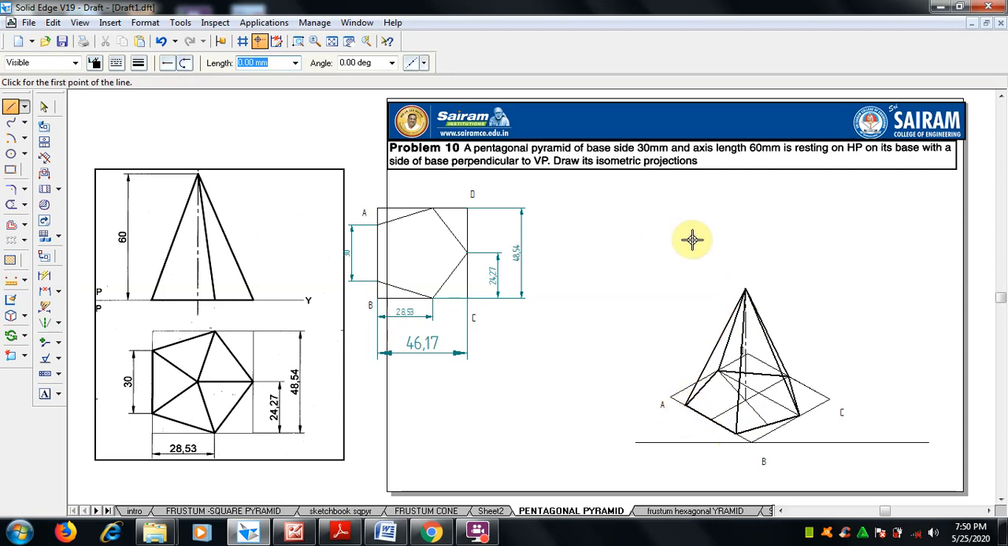Okay, now this is the isometric view of the pentagon. Since we have drawn A, B, C, D like this, we will get this view like this. Otherwise, if you draw this vertical on the opposite side, you will get a different orientation. That's all. But the thing is, we are done with this.